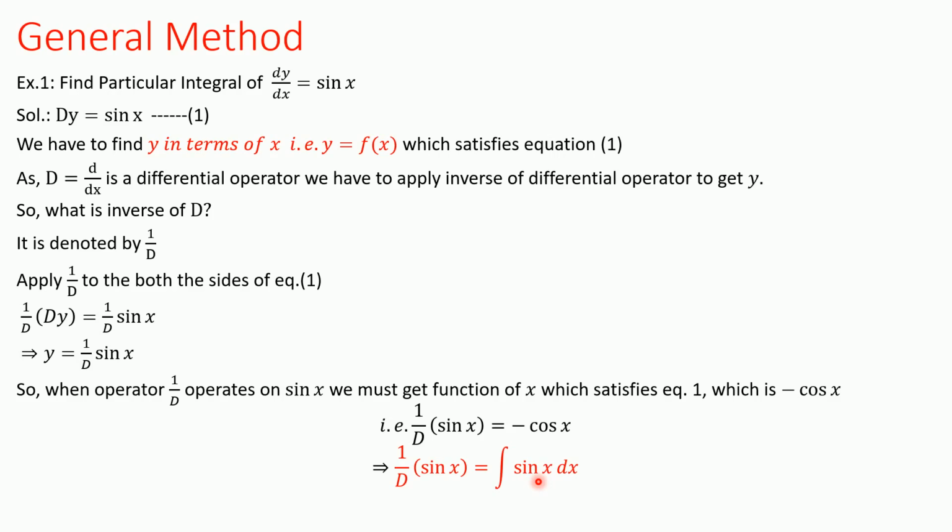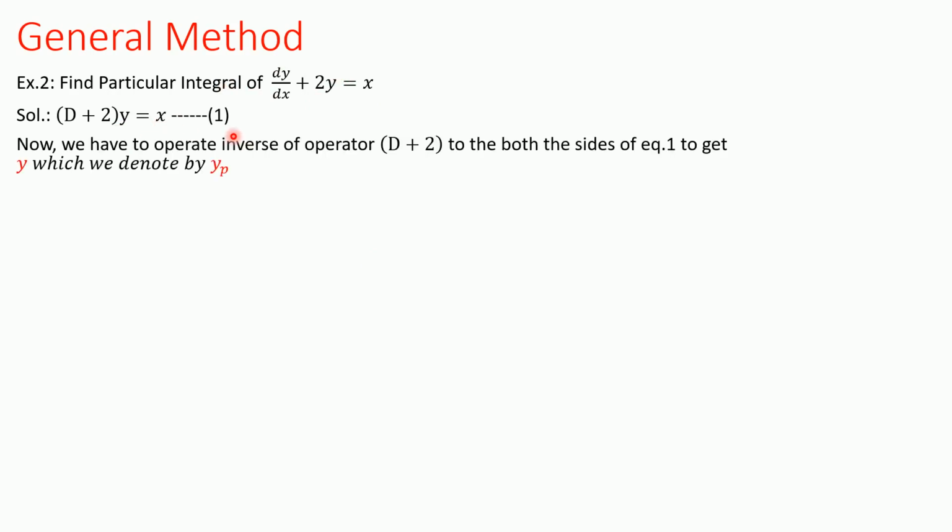Let us consider one more example, then it will get clear. Suppose you have dy/dx plus 2y equal to x. How will you solve it? This is a linear differential equation, so we can solve it easily. So (D plus 2) y equal to x. Now we have to operate with the inverse of D plus 2 on both sides of equation 1 to get y, which will be y_p. So apply 1 upon D plus 2, the inverse of D plus 2. We'll get this, correct? Now this D plus 2 and this D plus 2 get cancelled.